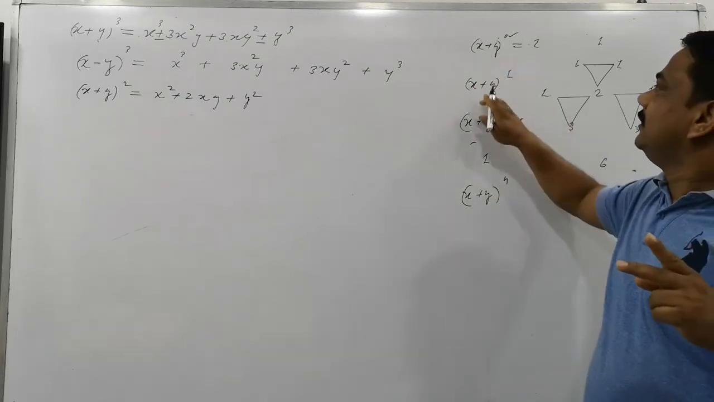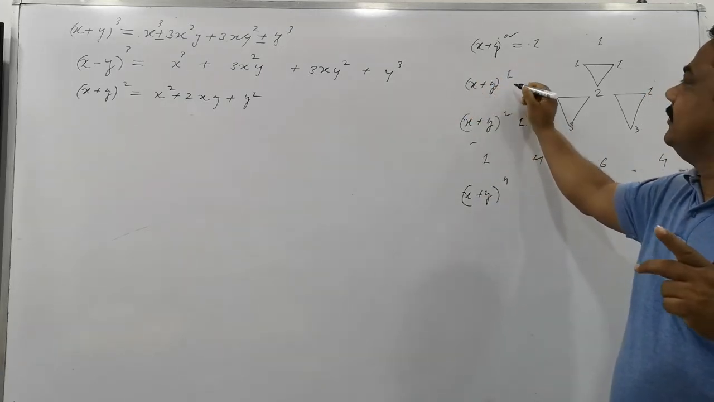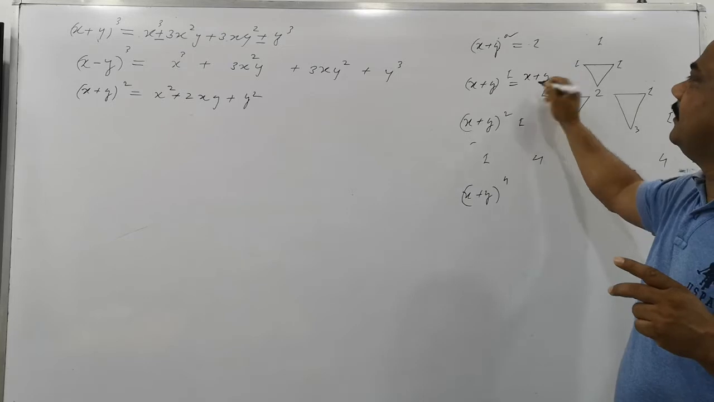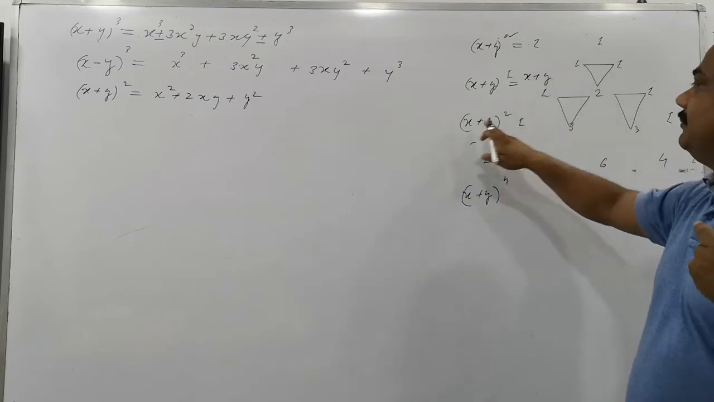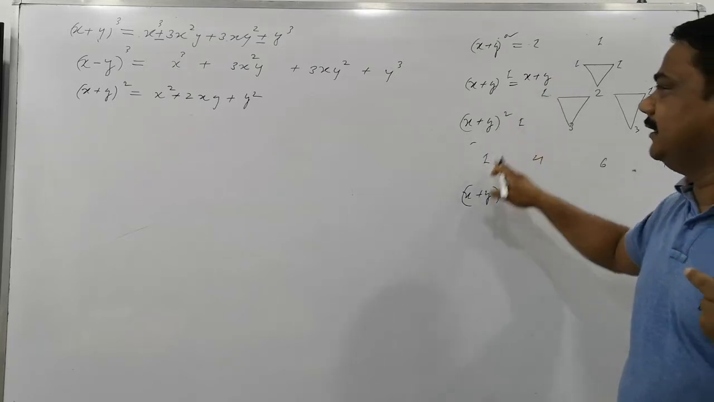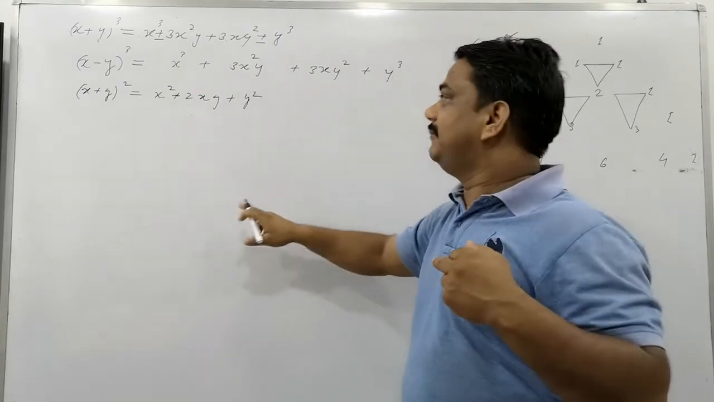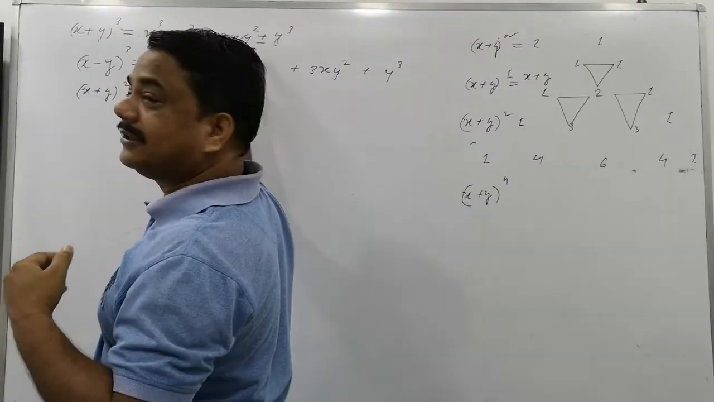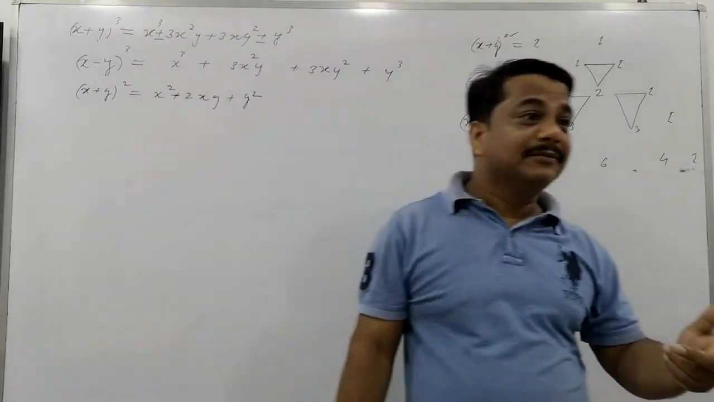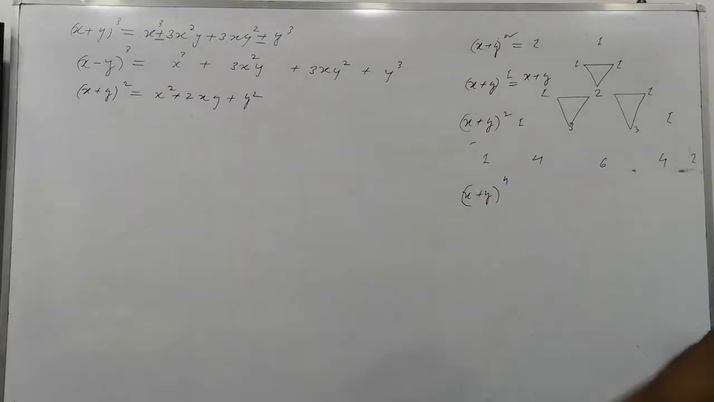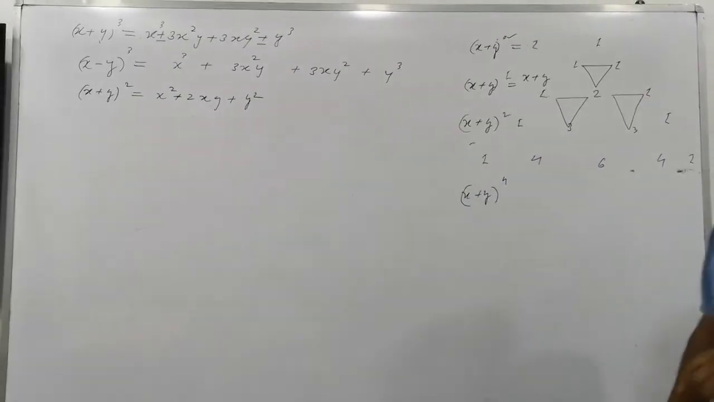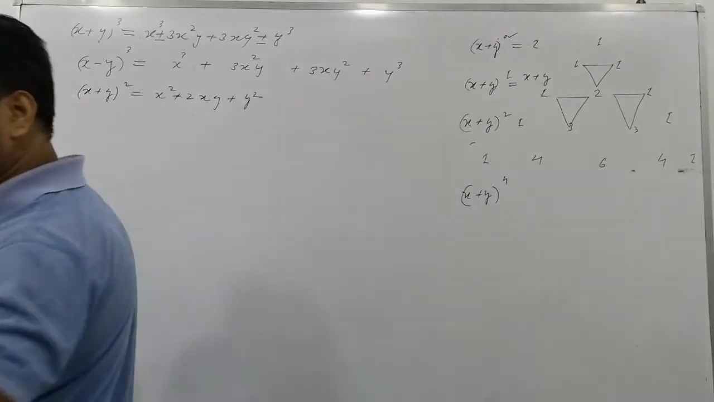If the power is 1, it can be written as x plus y. How many terms are there? 2. Power is 2, the terms are 3. Power is 3, terms are 4. Power is 4, the terms will be 5. And how do we bring the coefficients? So what will be the expansion of x plus y whole to the power 4?